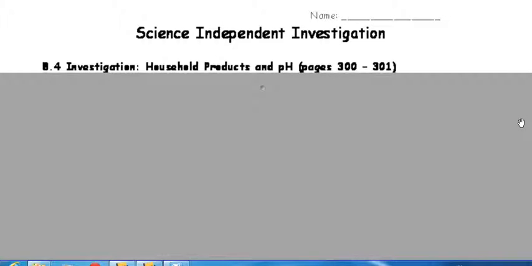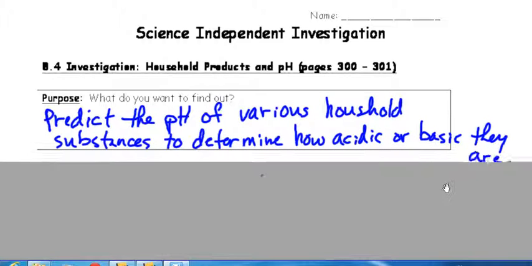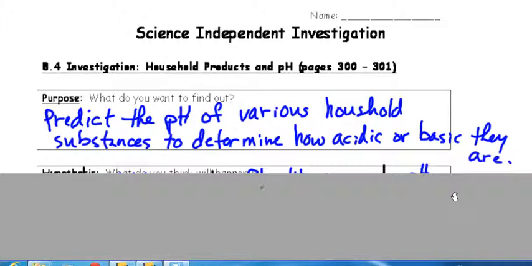Welcome back, Science 10. This is Investigation 8.4, Household Products and pH, and it's based on pages 300 to 301 of the textbook. The purpose of this lab is to look at various household substances and see if they're acidic, basic, or neutral. We'll determine that by analyzing them and figuring out the pH of each of them.